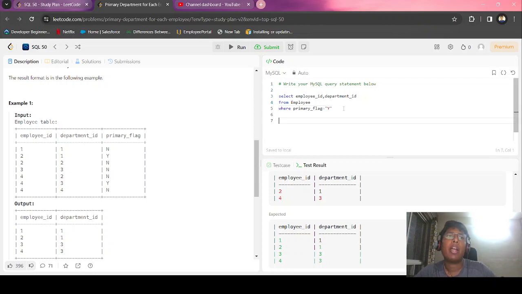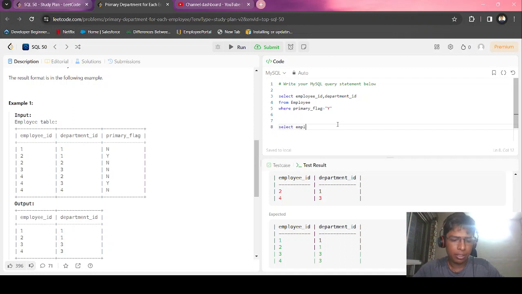Now how to find the employee ID with department ID which have primary flag N? So basically we have to count how many employees are there with their count as only once, which have appeared only once in the table, and return those employees and their department. Simple, because they are working in one department, so they will only have one entry in the table. So we only have to find those IDs. Okay, so now let us find that.